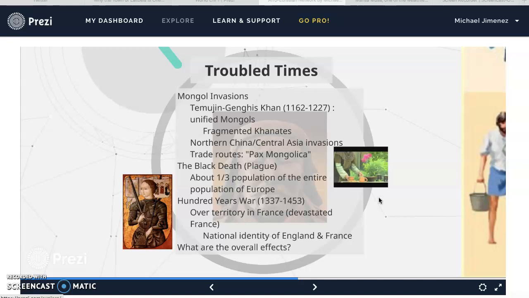The Mongol invasions have basically upset what was the standard situation across the globe for centuries. And through this, now you have this connection between the Eastern world and the Western world with these trade routes, what's known as Pax Mongolica.